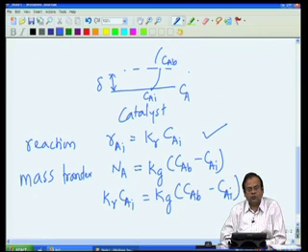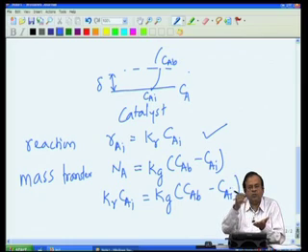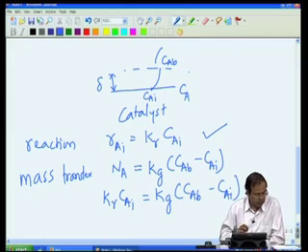Equality of mass transfer. What is the assumption we made? The assumption we made was that the surface is infinitesimally small, no volume, just the surface. So, it has no capacity to store mass. So, accumulation is not there. So, the reaction rate must be same as the rate at which the material is coming to the surface.